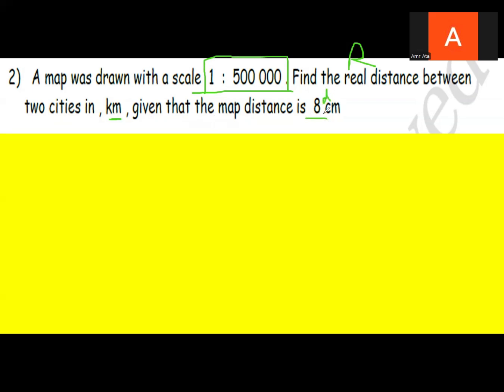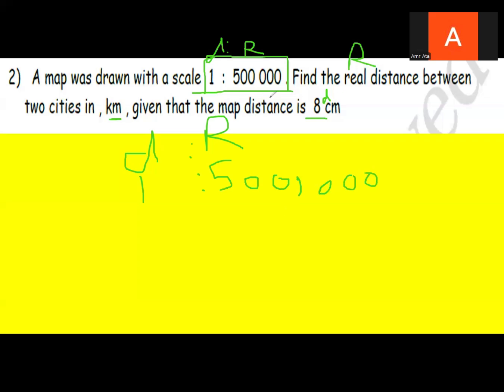Draw. It's easier than the previous question. I have the scale drawing, so I will write the symbol for the scale drawing. It means draw to reeling is 1 to 500,000. So I will write draw to reeling 1 to 500,000.